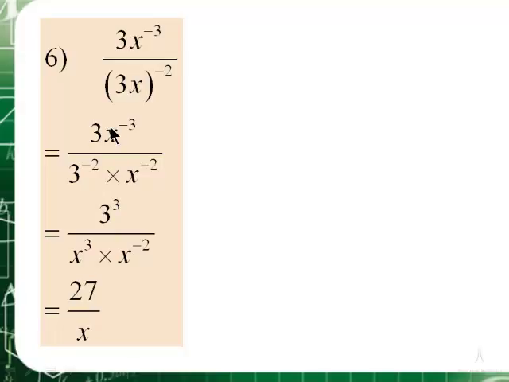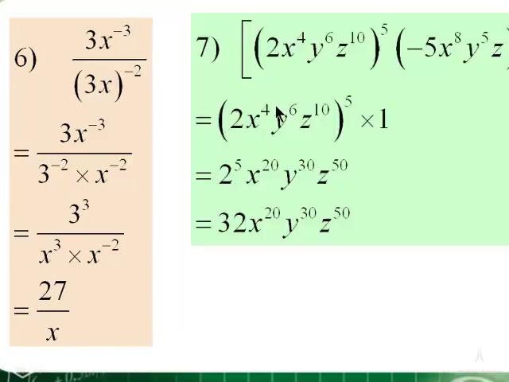What about the balance? There's various ways that's possible. So I've shifted this x to the power minus 3 to the bottom, and you get x to the power 3, and if I then use the multiplication law, I get x to the power 1. So this will be a possible way of tackling it.